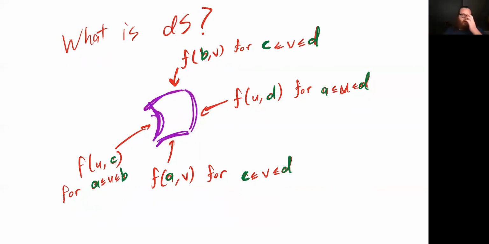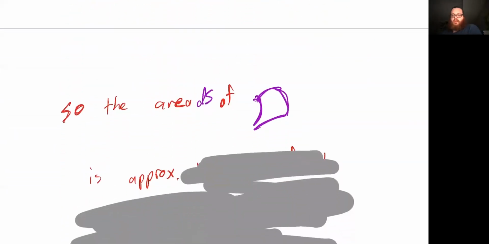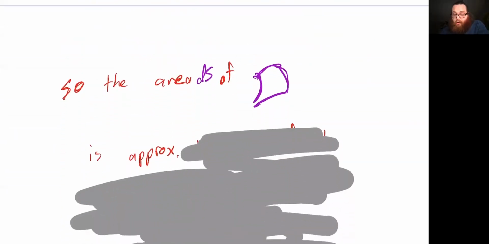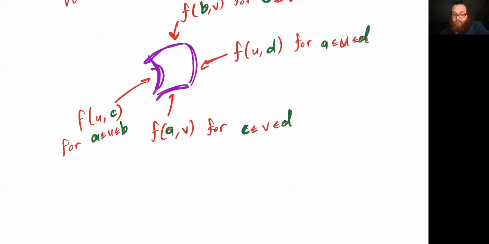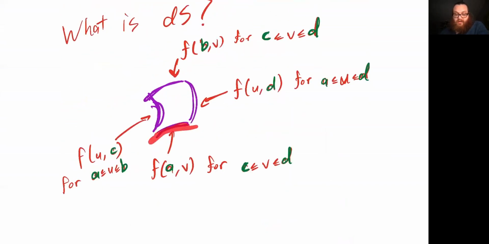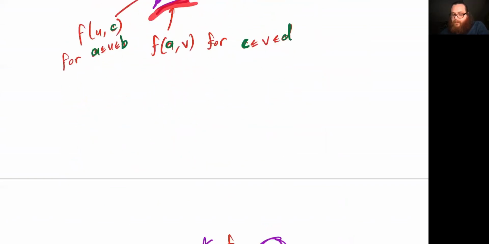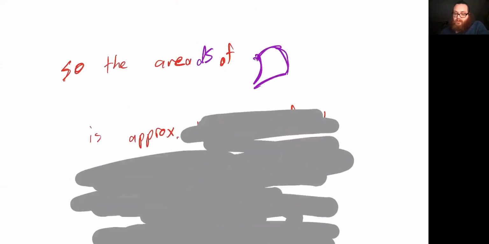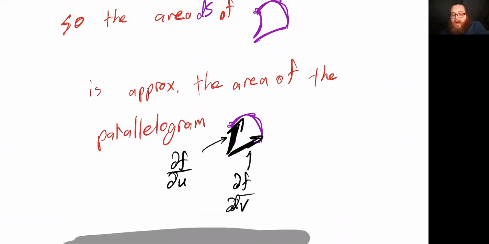And what we want to say is, if the change in u is really small, so this length is really small, and if this length is really small, then that's going to be approximately our area element. Okay. So what is the area of this thing? Well, from this picture, it's going to be the length of this times the length of that. So in practice, it's going to be approximately the area of this parallelogram.